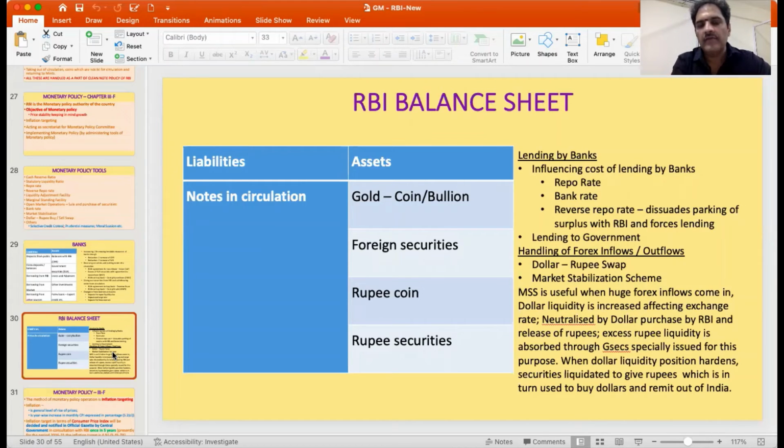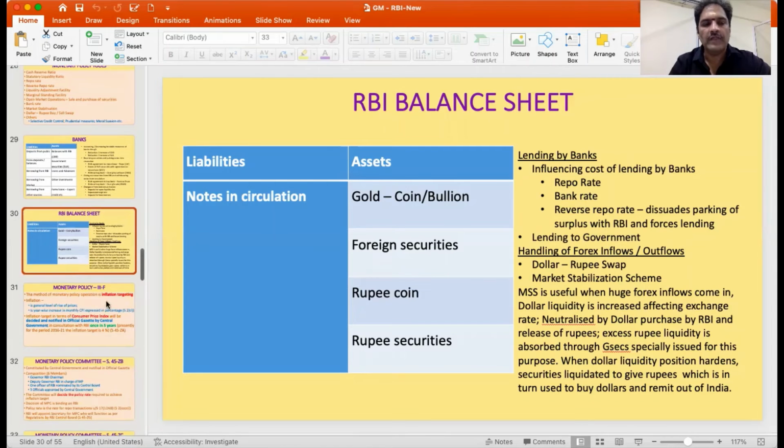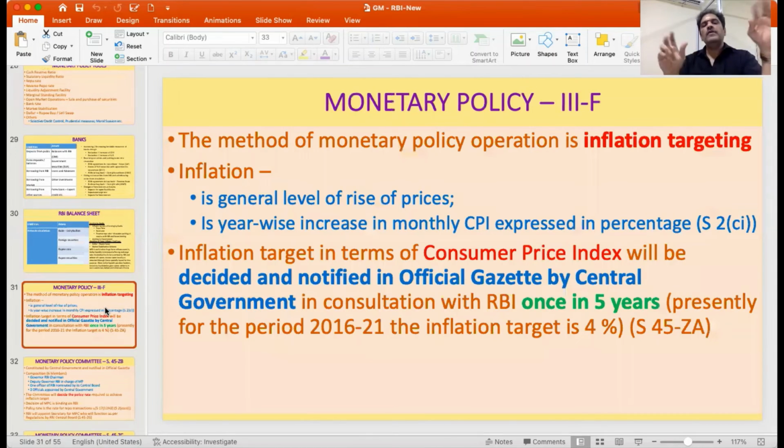So to adjust the notes in circulation, RBI will make changes in the foreign securities, changes in the rupee securities, etc. So the dollar rupee swaps, market stabilization scheme, then repo rate and reverse repo rate. These are all mechanisms through which RBI is influencing the monetary policy operation. So these are the monetary policy tools and the ways in which they operate.